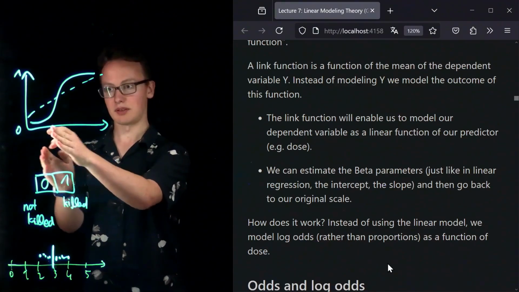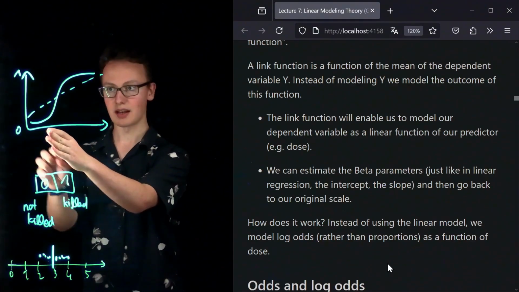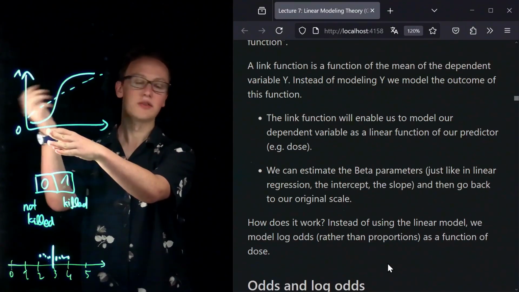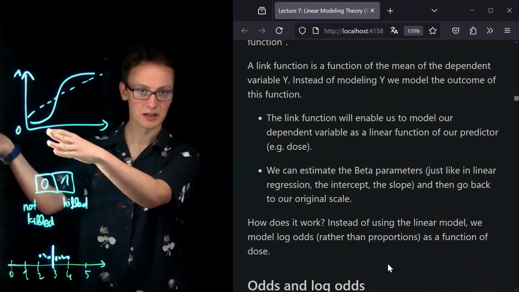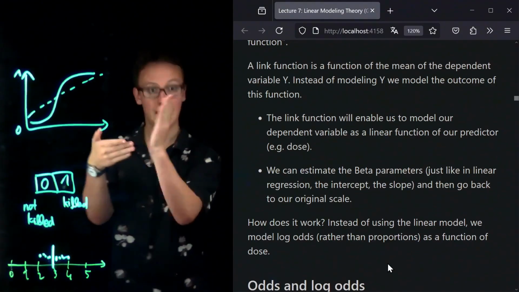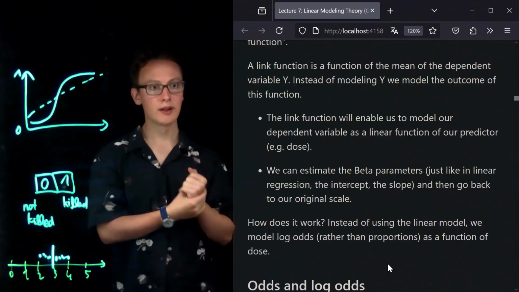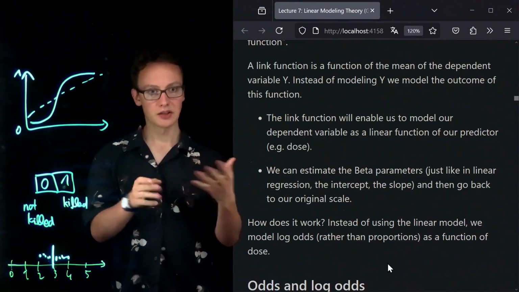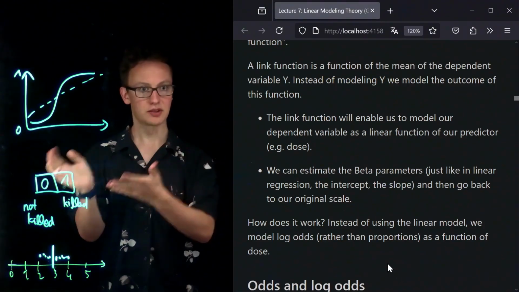For example, if I'm at dose 1.7, then I get the mean of my ones and zeros, and that will be 0.2, which would correspond to a probability of 20%, let's say. So it's a function of the mean of the dependent variable at some particular point on my predictor. And we're now trying to model the outcome of that link function, in this case the logit function.